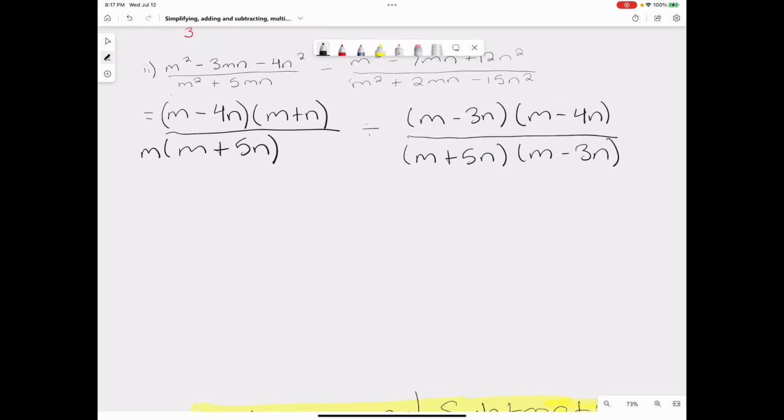It's always better to do your factoring before you do the reciprocal of the second term when dividing. Things are just cleaner that way and you're less likely to make mistakes. So now we can just rewrite things and then flip the second term.